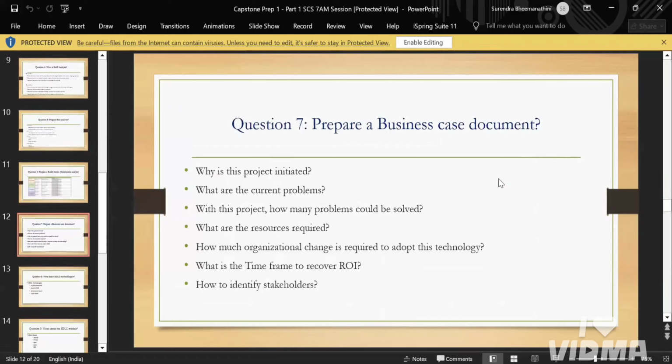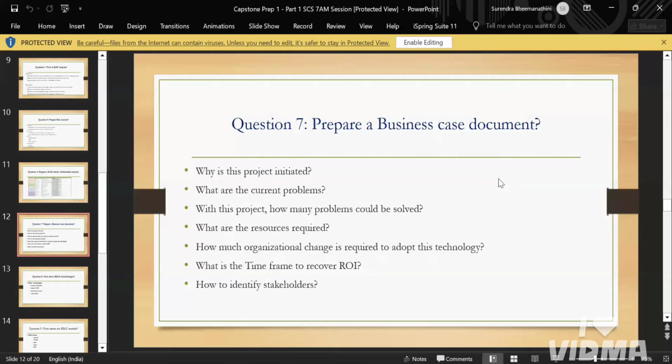So here you need to prepare a business case document. This business case document is nothing but why this project is initiated and what the current problems are. In this document you need to note down these things: why this project is initiated, what the current problems are, how many problems could be solved, what resources are required for this project, then what organizational change is required to adopt this technology, and then you need to write down the ROI, return on investment, and you need to identify the stakeholders.